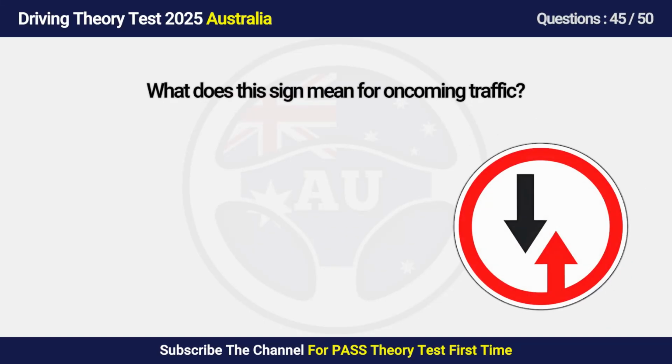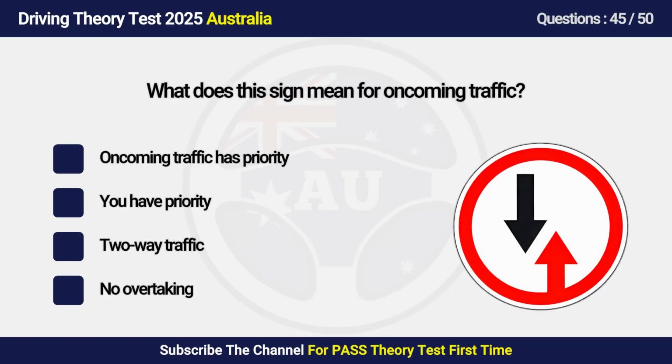Question 45. What does this sign mean for oncoming traffic? A. Oncoming traffic has priority. B. You have priority. C. Two-way traffic. D. No overtaking.